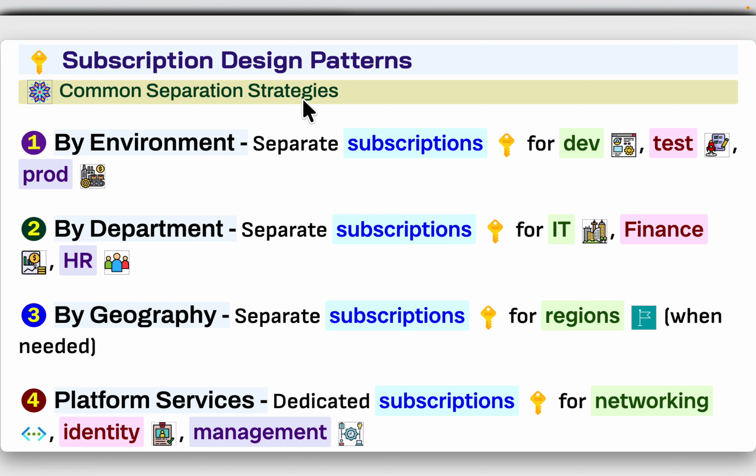Subscription design patterns. So some common separation strategies. You can have it by environment. So you can separate subscriptions for dev, test, and prod. You can separate by department, separate subscriptions for IT, finance, and HR. By geography, so you can separate subscriptions for regions whenever you need. And platform services, dedicated subscriptions for networking, identity, and management.